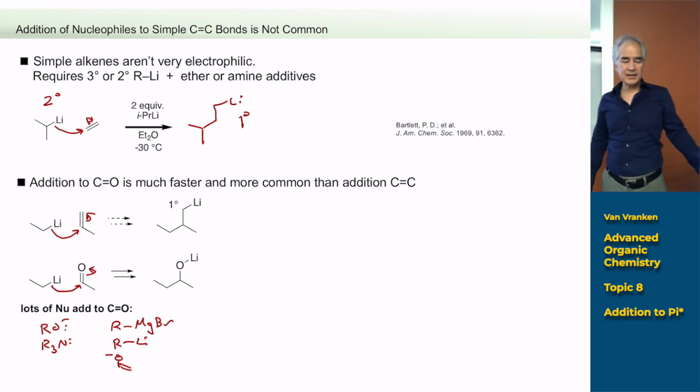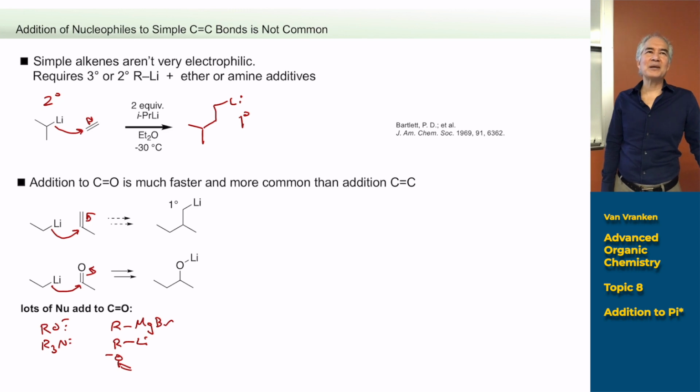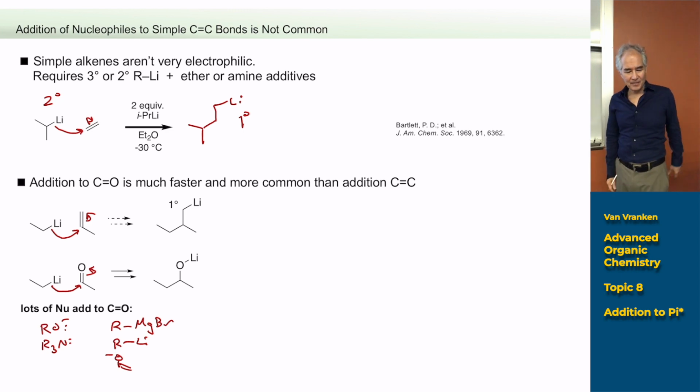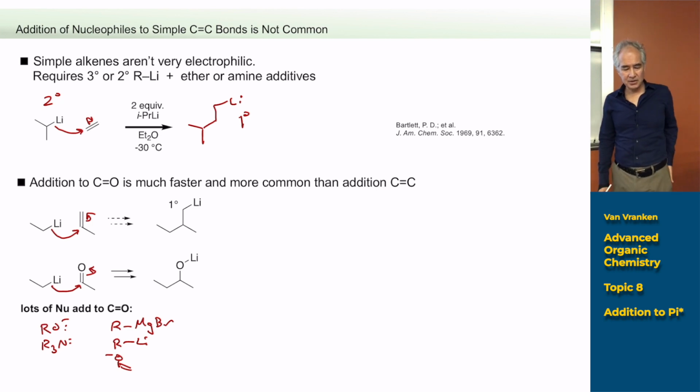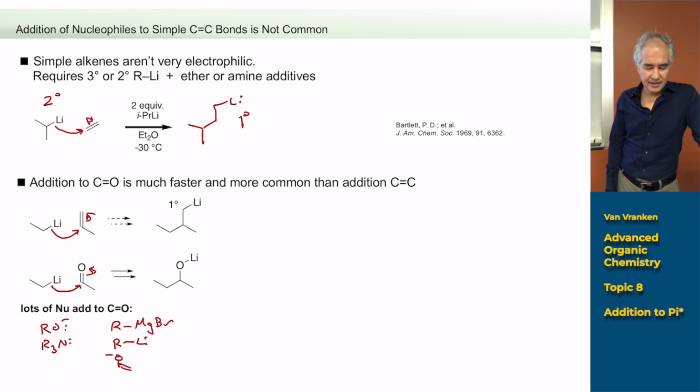Now, most people don't have a tank of ethylene gas to use as a starting material, right? You could imagine a situation where you go from a tertiary alkyllithium to a secondary, and those work. They're just not very common. They're not synthetically that useful for you. But addition to carbonyls is a common bond-forming process. That's the much more common version.